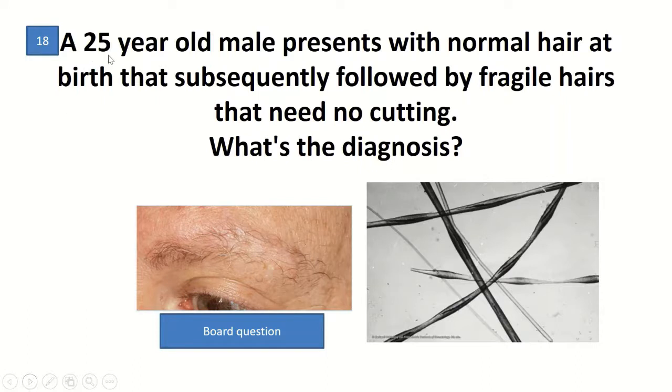Question 18. A 25-year-old male presents with normal hair at birth, subsequently followed by fragile hairs that need no cutting. What's the diagnosis? It was a board question. The trichoscopy figure here shows a view indicative of a necklace, which is equivalent to monilethrix. The history demonstrates two things. Hairs were normal at birth, and short, brittle, fragile hair appeared some months after birth. So the correct answer is monilethrix.